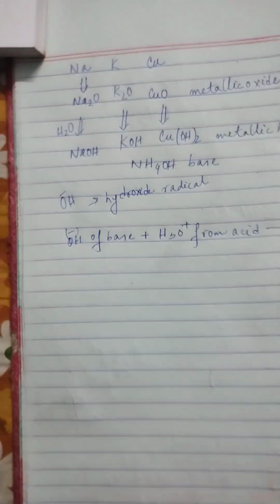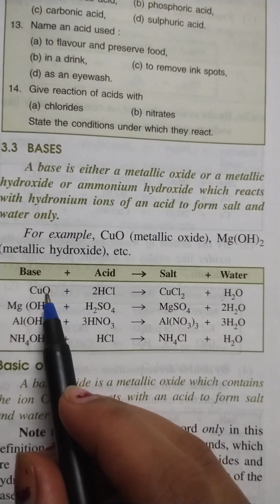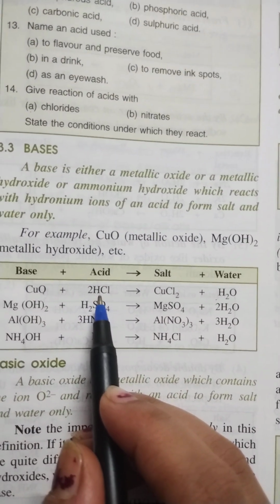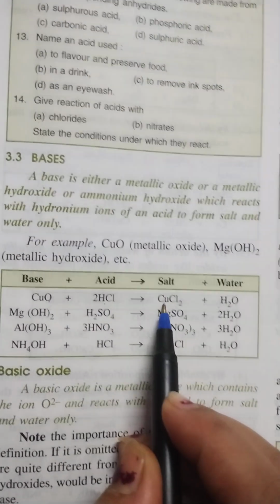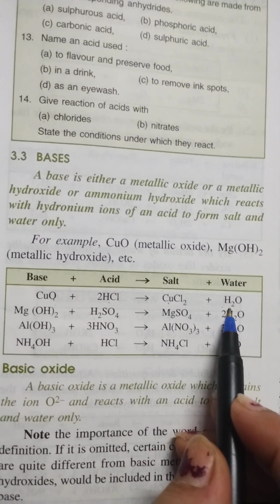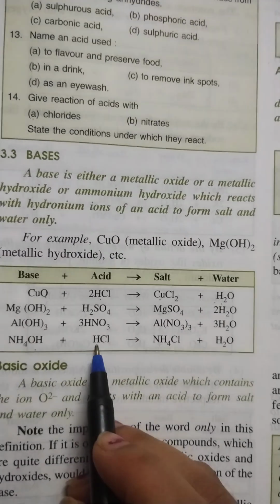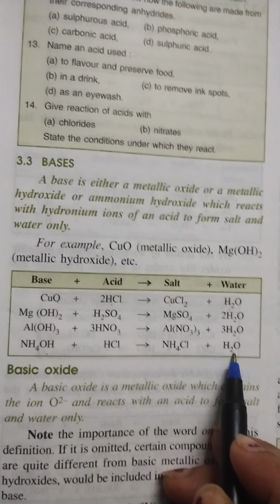So now let's take an example. See, copper oxide is taken. Copper oxide is black in color. When copper oxide reacts with HCl, it forms CuCl2, which is blue in color, and along with that we get a water molecule. Similarly, ammonium hydroxide is another base which reacts with acid to form ammonium chloride, a salt, and a water molecule.